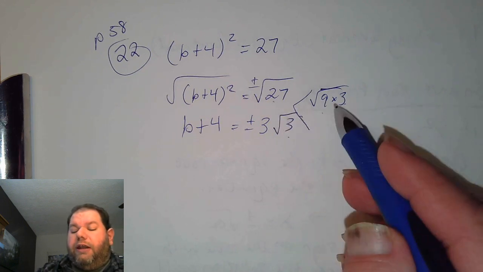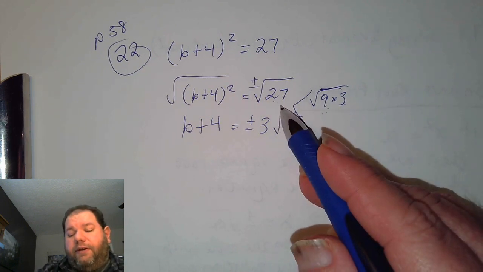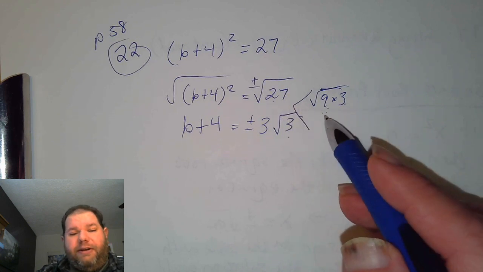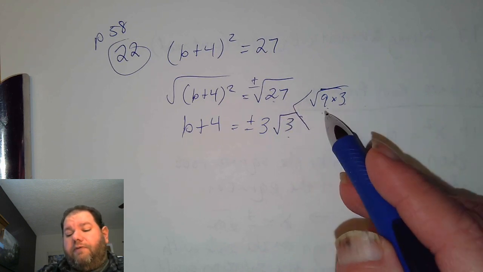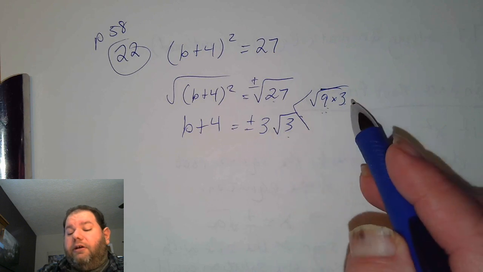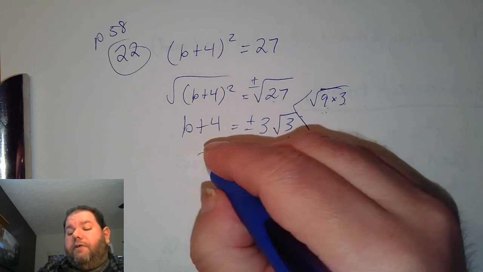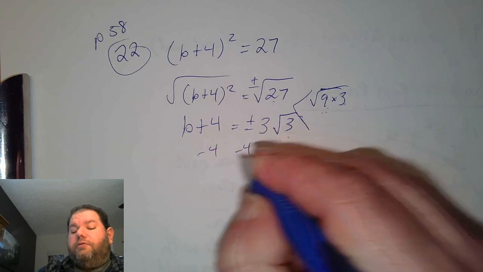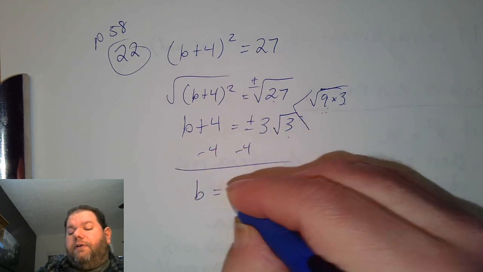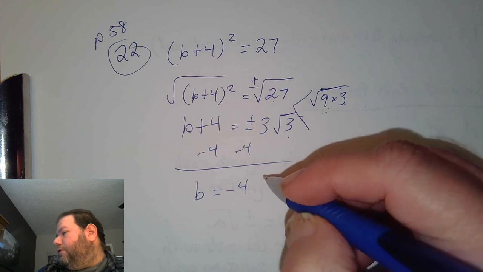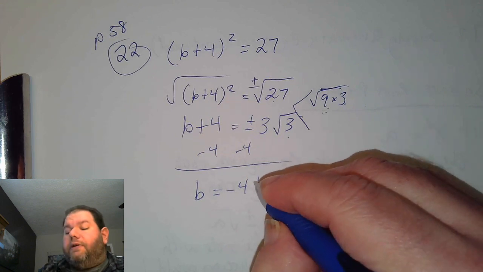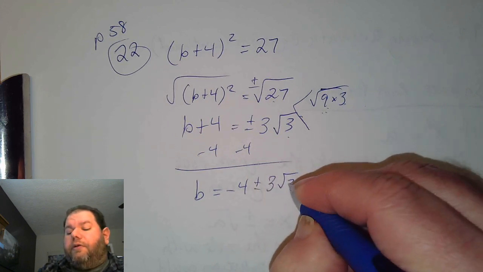And so we know 9 is a perfect square as a factor of 27. 27 can be written 9 times 3, and then the square root of 9 brings the 3 out, and the other 3 remains underneath. And so from here, if we subtract the 4, b is equal to negative 4 plus or minus 3 root 3.